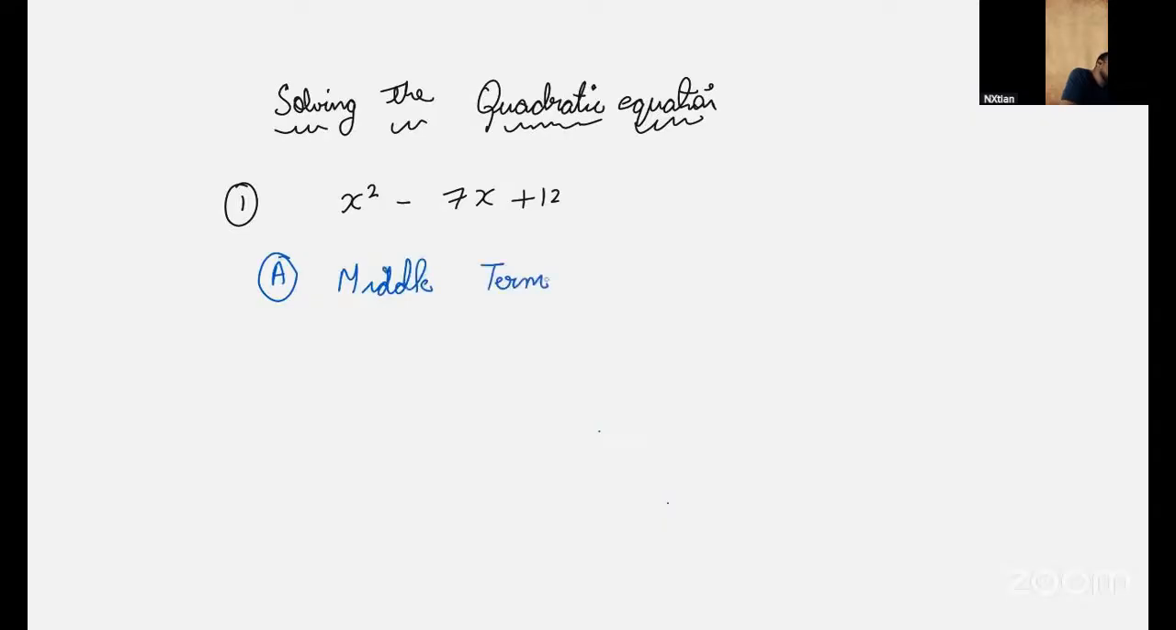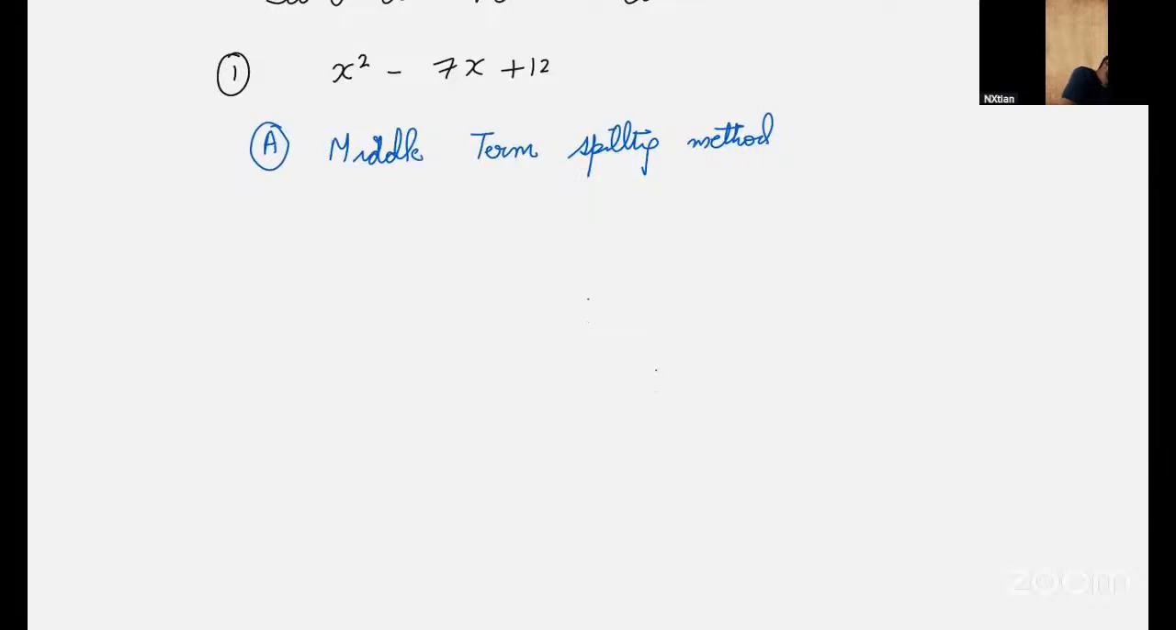Middle term splitting. So what is middle term splitting? We have this question x square minus 7x plus 12. Everyone please pay attention. I know that you learned this, but I will explain this again. Middle term splitting is you have to multiply the first and the last term. When you multiply it, what will you get? You will get 12x square. Yes or no?